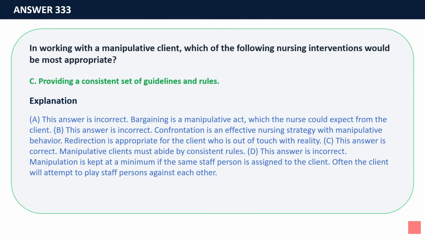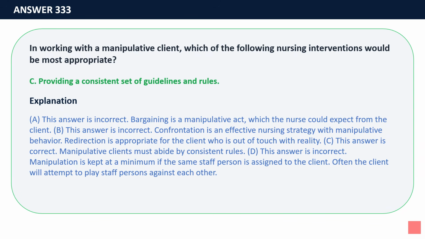Answer, C. Providing a consistent set of guidelines and rules. Explanation, A. This answer is incorrect. Bargaining is a manipulative act, which the nurse could expect from the client. B. This answer is incorrect. Confrontation is an effective nursing strategy with manipulative behavior. Redirection is appropriate for the client who is out of touch with reality.